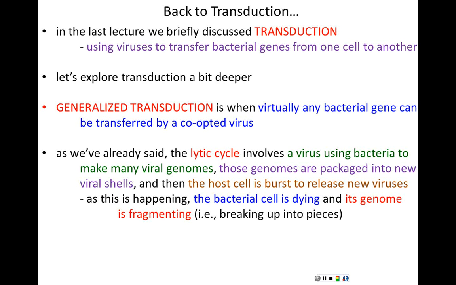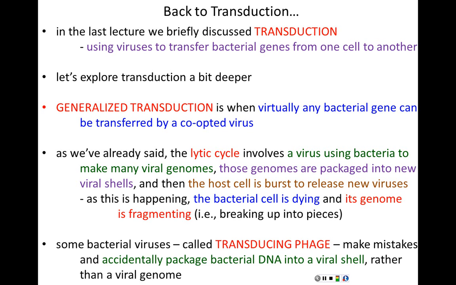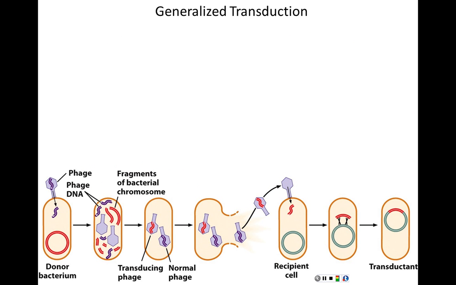But as this is happening, the bacterial cell is dying, and part of that dying process is that its genome is fragmenting. The bacterial genome is breaking up into small pieces. Some phage, called transducing phage, that is phage that do transduction, make mistakes. They accidentally package that fragmented bacterial DNA into their protein shell instead of the viral DNA.